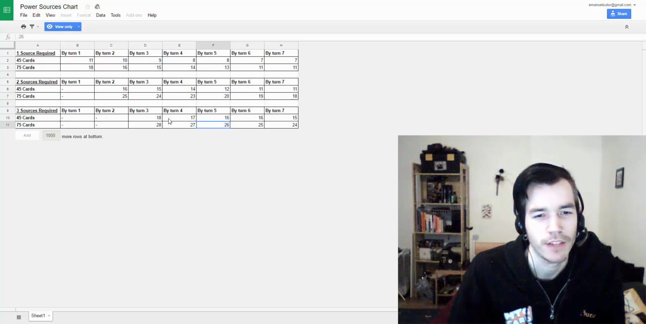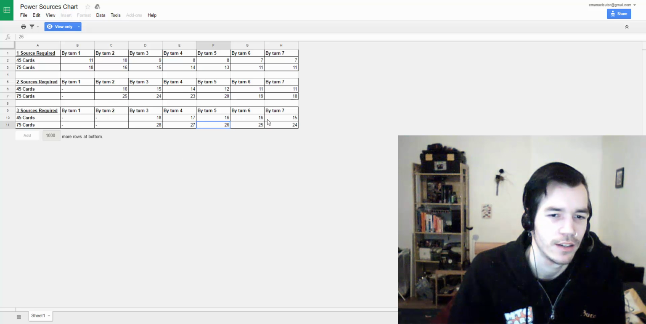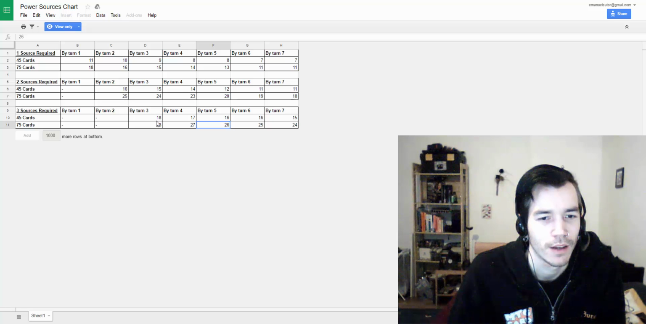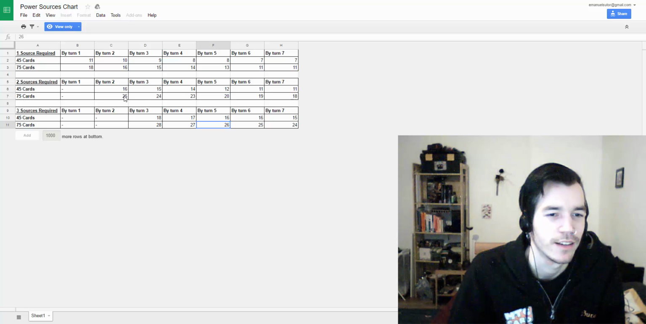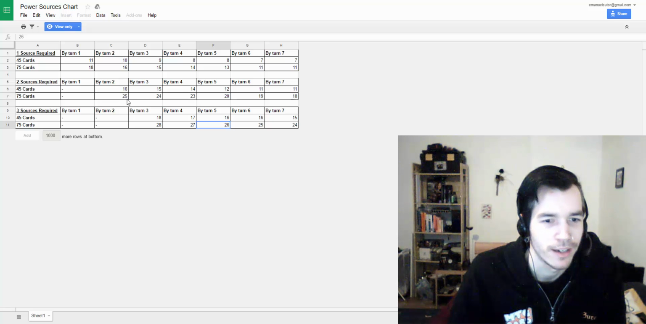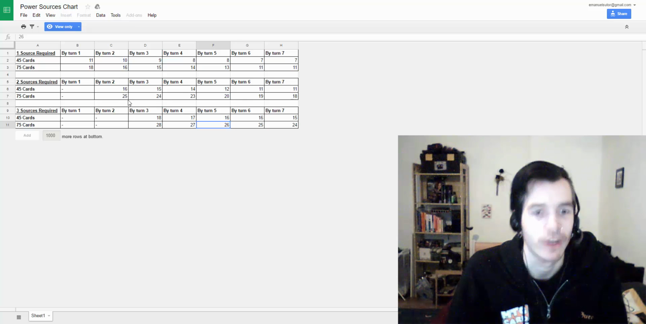And what you can also use this chart for is to see how much power you need to simply hit 3 power by turn 3, for example, or 2 power by turn 2, which is the minimum power you can run in the game: 25. So running 25 gives you more than 90% chance to have 2 power by turn 2, or actually 100%, because if you redraw you always have 2 power.